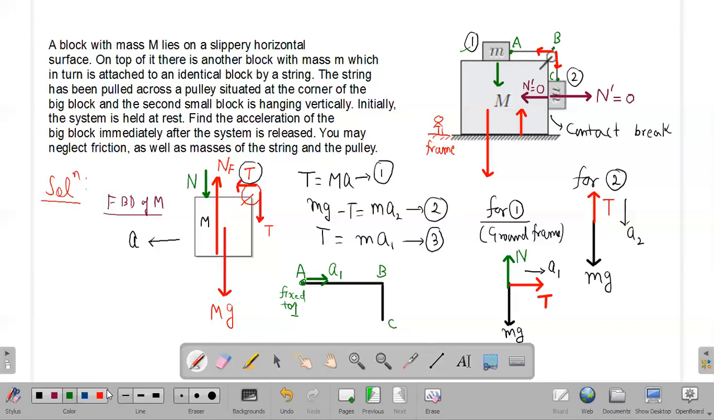What about point c? This point c is fixed to the mass which is numbered as 2, fixed to object number 2. So the acceleration at this point, which is the point c, will be in the downward direction, equal to a2. And what about this point b now? This point b is present over the pulley, and the pulley is attached to the mass capital M. So this point is fixed to mass capital M, and therefore the acceleration of this point will be the same as the acceleration of mass capital M, that is a towards the left side.